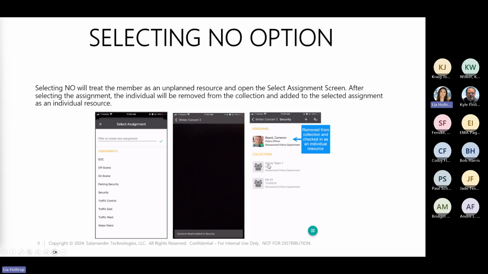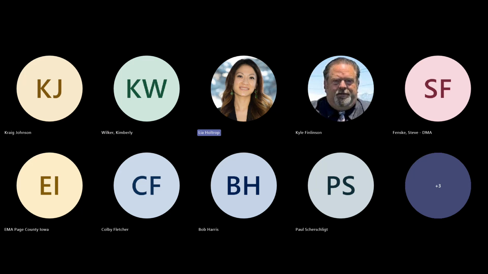So you can see here that person was actually part of Drone Team 1. Instead, it got moved out, or I don't remember what team it was, probably Drone Team 1, and it got removed out of that collection, and it's now treated as an individual resource. You can see that right here. Okay, so that is a planned collection that's not been activated. So we'll take a look at that option here. So I'm going to stop sharing here, switch over back to my track app.